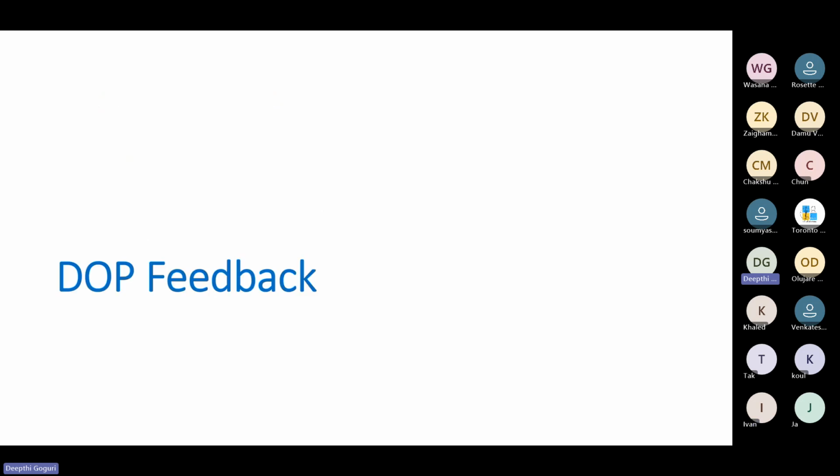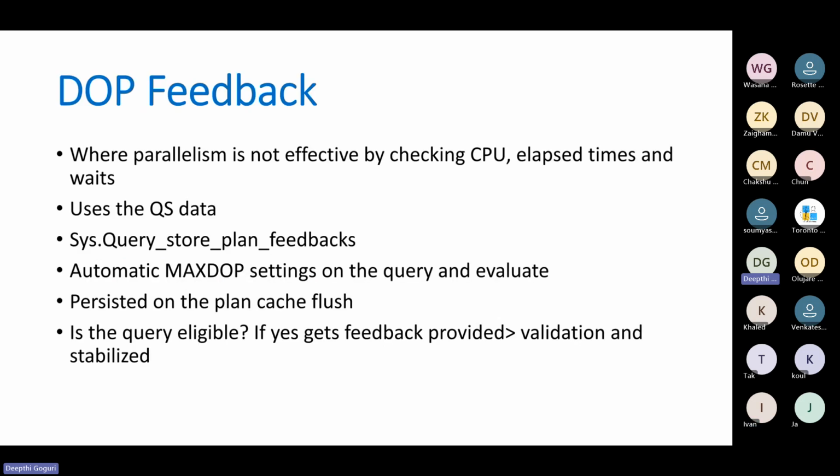Now let's talk a little bit about DOP feedback, which is degree of parallelism feedback. Parallelism happens in SQL Server when it can't run single threaded. It will make use of the CPU and use multiple threads to run your queries. Even this feedback will use query store data, specially designed for query store plan feedbacks. It will capture the feedback every time the query runs, and it will use the lowest max DOP value. I think it will go down to 4 but not below that.